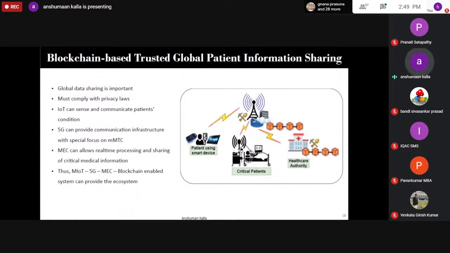And they can set up something like a consortium blockchain or a private blockchain, and you can have mining going on at the edge of the network itself, right?